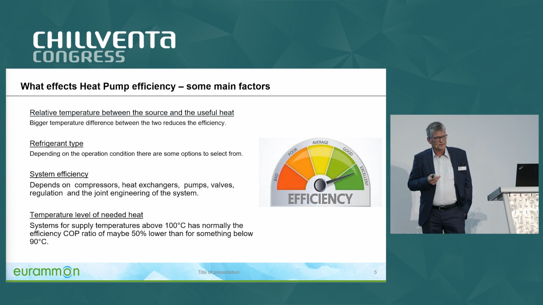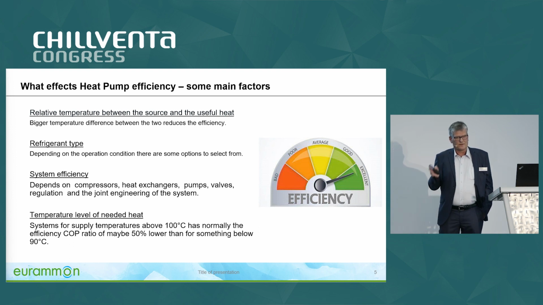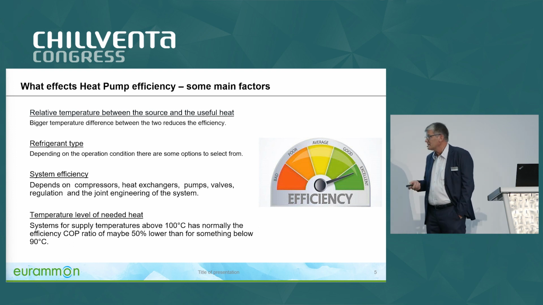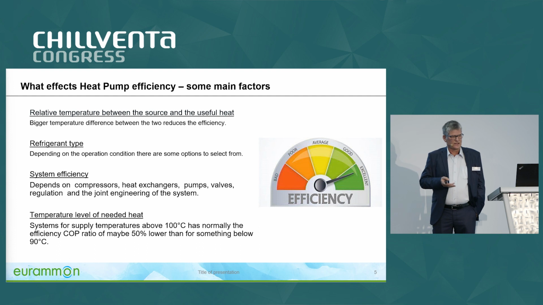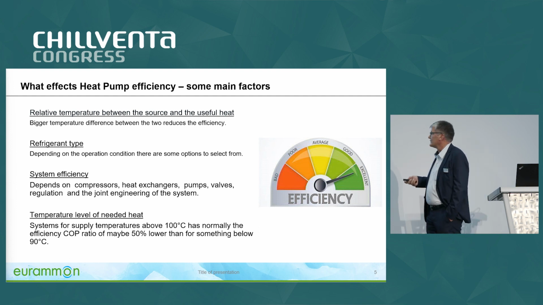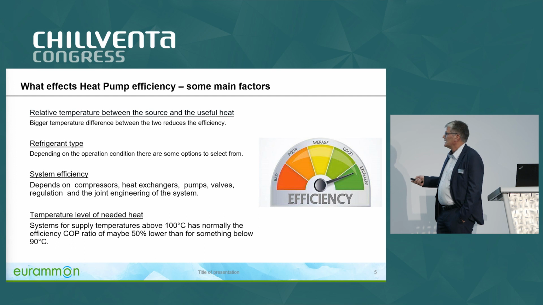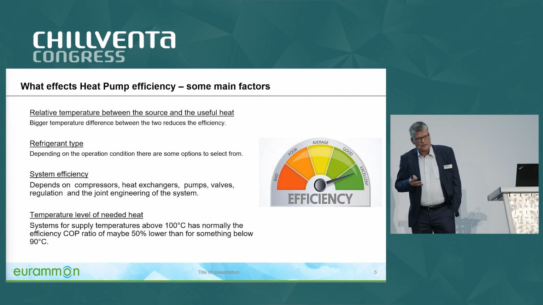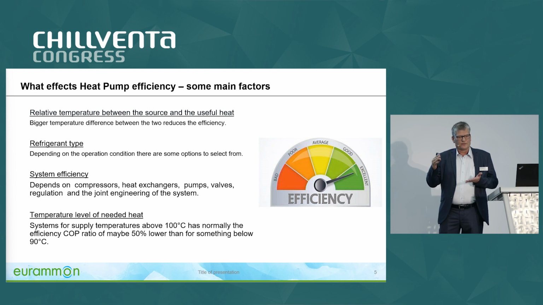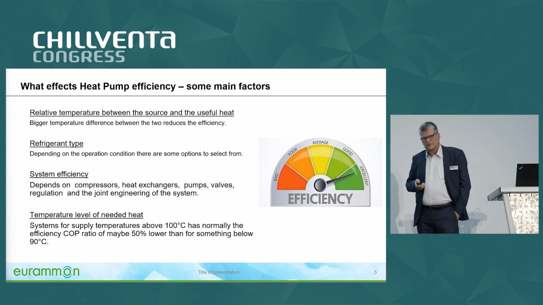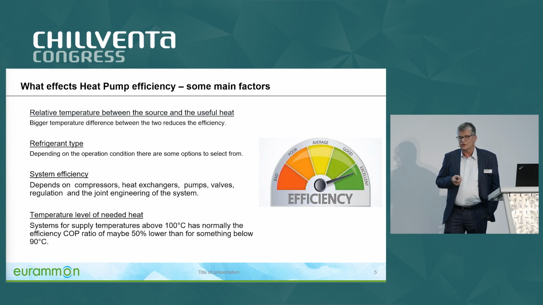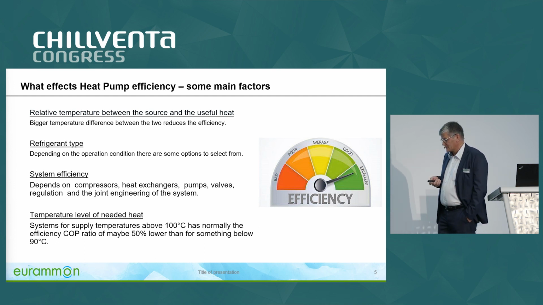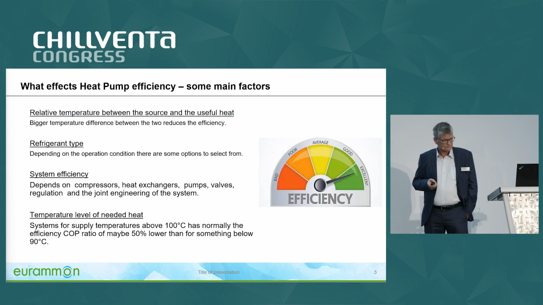The refrigerant type, there are a lot of refrigerants around. I'm going to come back to that, of course, to natural refrigerants. Then the system efficiency is, of course, something all of us in the industry engineering components and systems can make more efficient. That I let all of us talk about. But also, not only the difference between source and supply: if you really go above 100 degrees, the heat that we produce is going to be much more expensive and consume more energy.